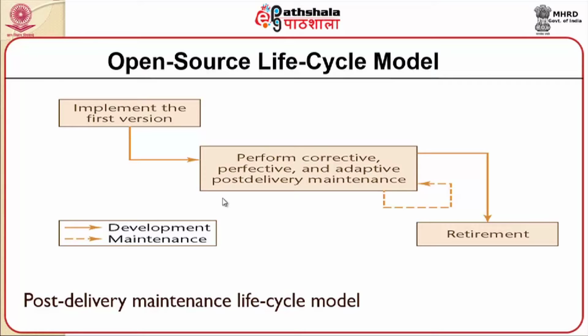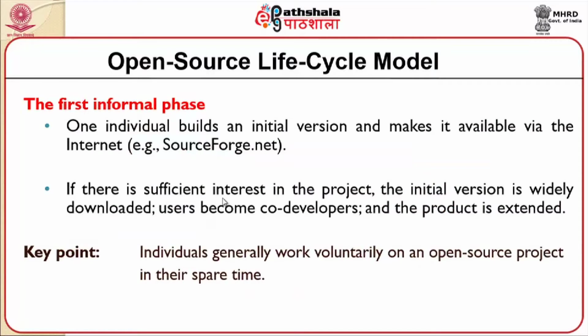So although I have gone through the sequence of all these phases, this particular model, during its phase of maintenance, will perform corrective, perfective and adaptive maintenance stages, and it will go for retirement. So my open source will continuously be monitoring these three maintenance activities. The first informal phase of this open source life cycle is where one individual builds an initial version and makes it available via the internet.